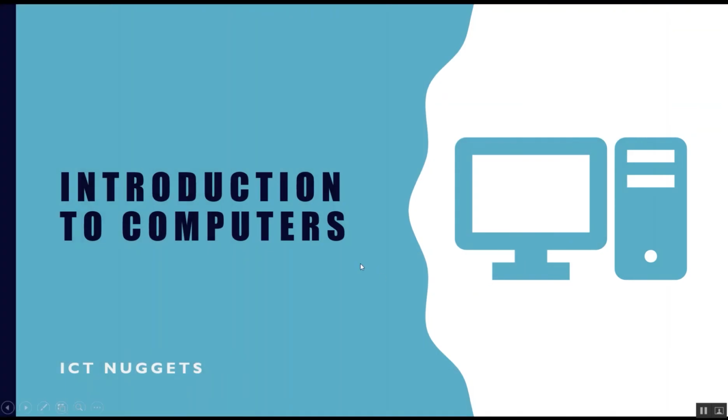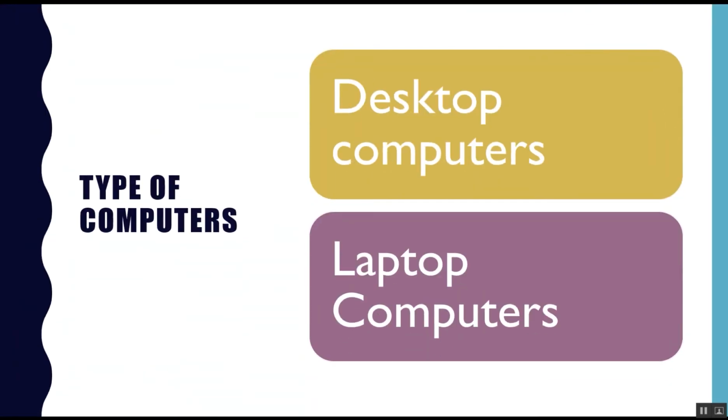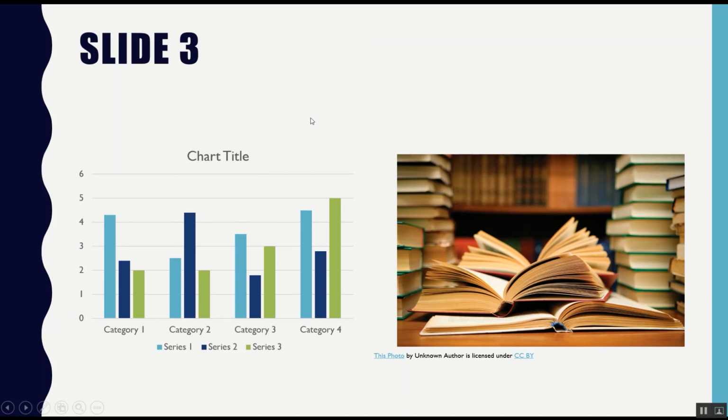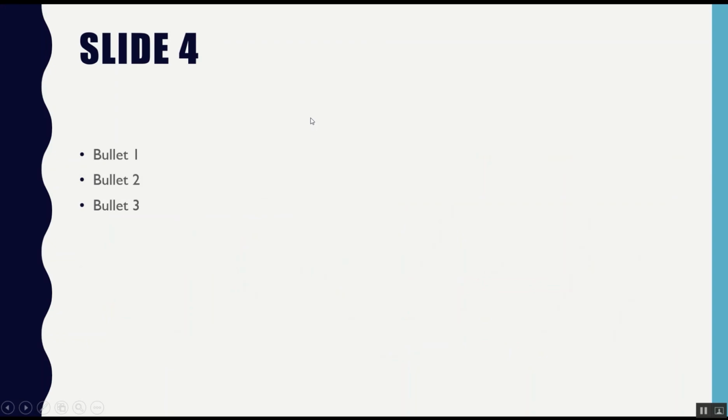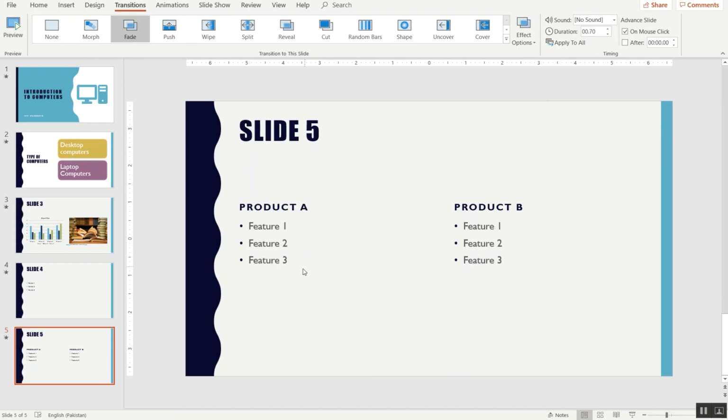So this was my title slide, and if I click, this is how it comes to the next slide. This is the transition effect we applied to the next slide. And if I click, this was our third slide. If I click, this is our fourth slide. If I click, this is our fifth slide. So this is how you can apply the transitions.